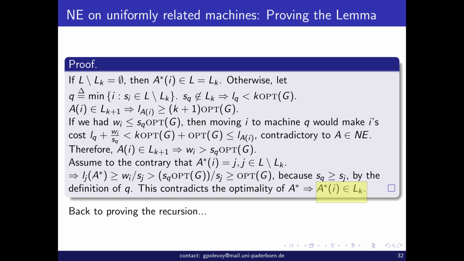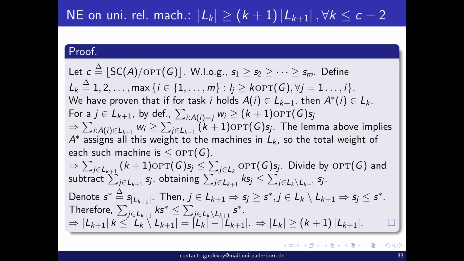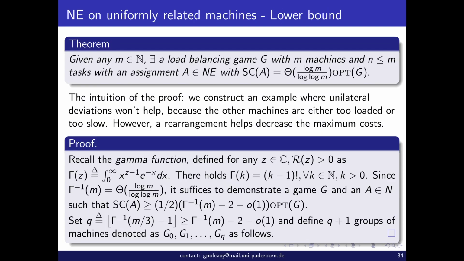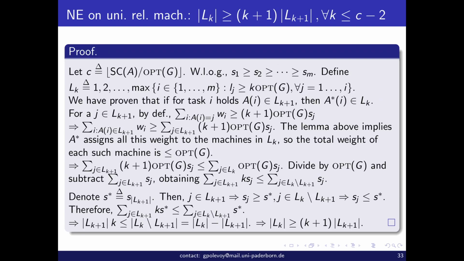And then finally we are going to prove what we need to prove in the recursion. So I remind you that we are almost done. This is the last part of the proof. Now, how do we prove it? What do we need to do? First we prove the theorem, assuming a certain recursive connection between LK and LK plus 1.